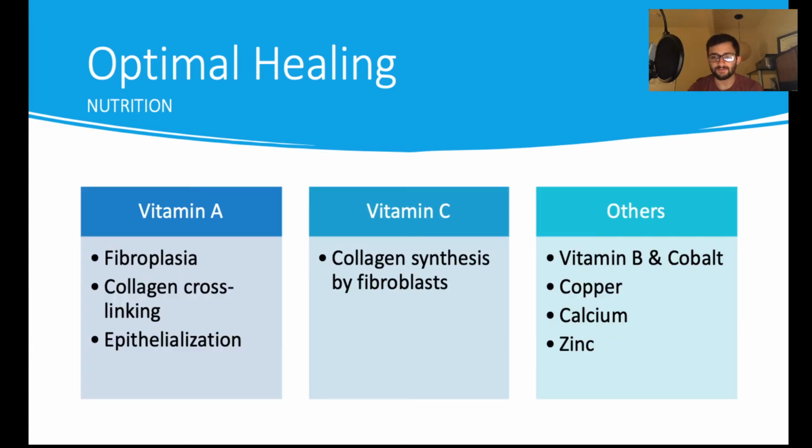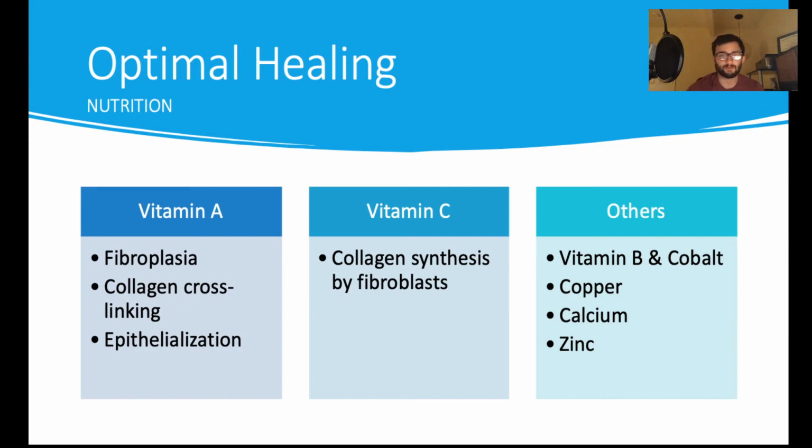Now, moving over to the next piece is just going to be our last piece. We're going to talk about a couple different vitamins when it comes to nutrition and optimal healing. So vitamin A is, of course, involved in promoting fibroplasia, collagen cross-linking, and epithelialization. And it can actually re-stimulate all those processes when they've been suppressed from chronic steroid use. So we talked a little bit about chronic steroid use, I think, in the previous video.